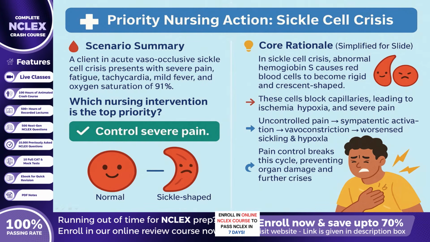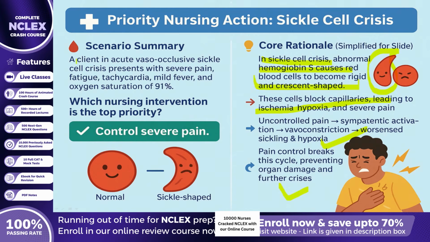In a vaso-occlusive or sickle cell crisis, the red blood cells that contain abnormal hemoglobin S become rigid and crescent-shaped when exposed to stressors such as dehydration, infection, or low oxygen levels. These misshapen cells clog the microcirculation, leading to capillary obstruction, tissue ischemia, and intense, deep-seated pain. Among all the interventions, controlling pain takes the highest priority because unrelieved pain activates the sympathetic nervous system, causing vasoconstriction, increased heart rate, and higher oxygen demand. This physiological stress worsens sickling, perpetuating a vicious cycle of ischemia and further cellular hypoxia.